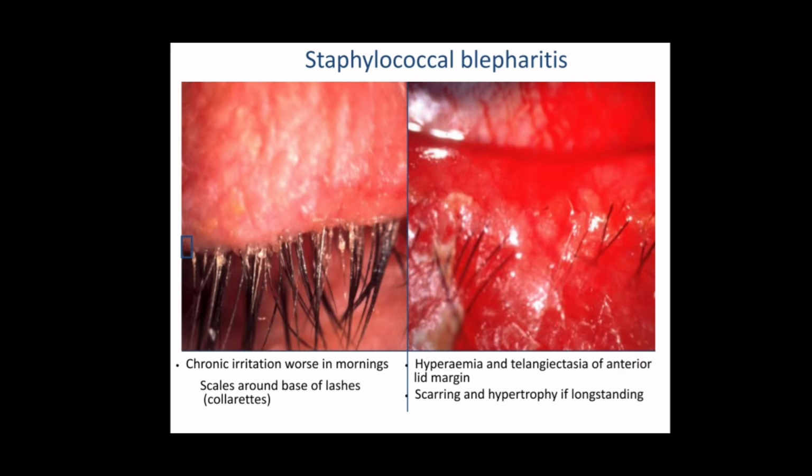In staphylococcal blepharitis, chronic irritation causes scales around the base of the lashes, known as collarettes. Hyperemia and telangiectasia of the anterior lid margin, scarring and hypertrophy are also seen in long-standing cases.